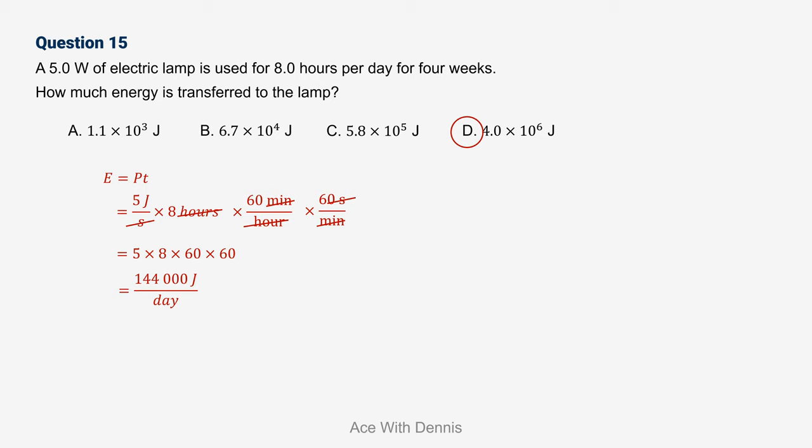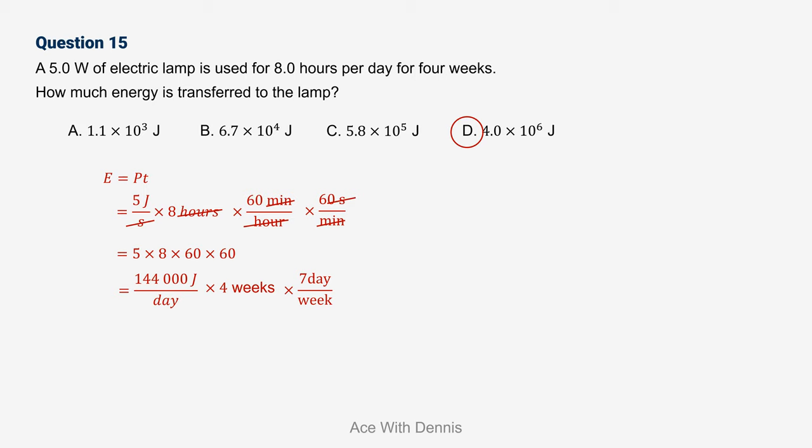Alright, so don't stop here because this lamp is used for 4 weeks. So this value is only telling us the amount of energy used a day. So we have to multiply this value with 4 weeks. And again, the units for the time are different. One is day and another one is week. We have to convert to the same unit.